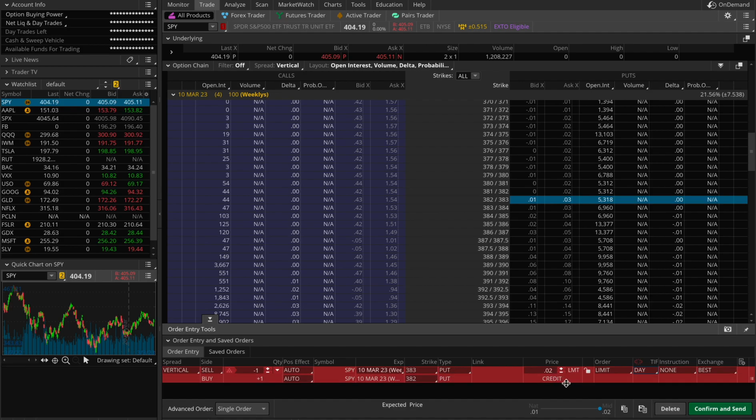Again, this is 2 cents because the trade's been open for about a week now. So again, this trade should be closed soon. But that is how you place a credit spread trade order on the ThinkorSwim platform.